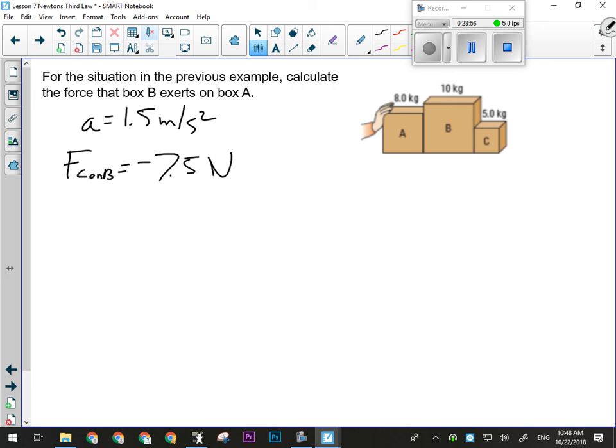Which box should you use here? B. Yep. So as we said, we want to use box B in order to figure this out, because we're looking for the force box B exerts on box A. Even though that's a force acting on box A, we still have a reactive force on B that we can use for that. So the reason that there's a force on A from B is because there's a force of A on B. And that's the forward propelling force acting on box B, which has a mass of 10 kilograms. Now, what other force is acting on box B?